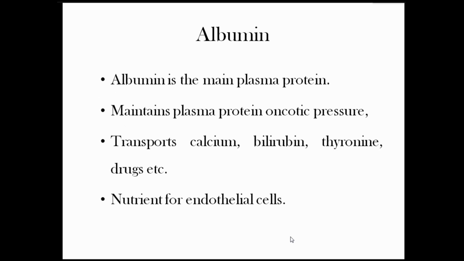Albumin is the main plasma protein. So anytime we talk of plasma proteins, the first thing that comes to your mind is albumin. It is the one that contributes mostly to maintaining the plasma protein oncotic pressure. It is the one that transports many of the materials we transport, like calcium, bilirubin, hormones like thyroxine, and even drugs. When we take drugs in circulation, albumin is the main transporter. It is also the main nutrient of endothelial cells.